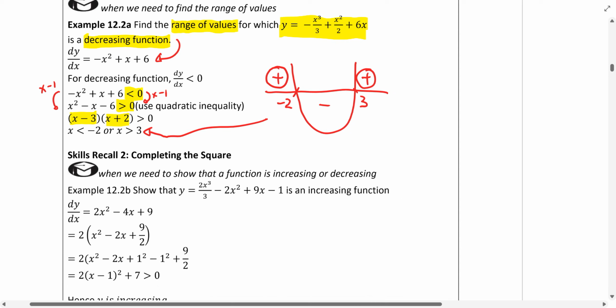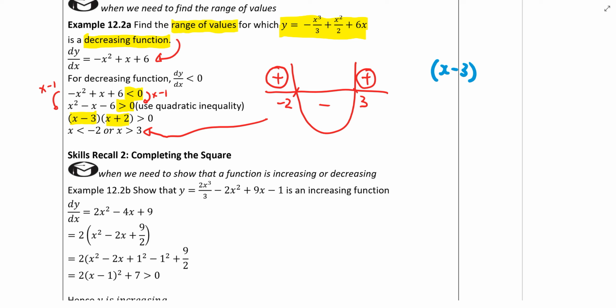To recap your quadratic inequality, let me use a blue pen. Let's say I have (x minus 3)(x plus 2) less than 0. So where should I circle? I will circle the in-between part, and hence my range of values would be x in between -2 and 3. So this is quadratic inequality.